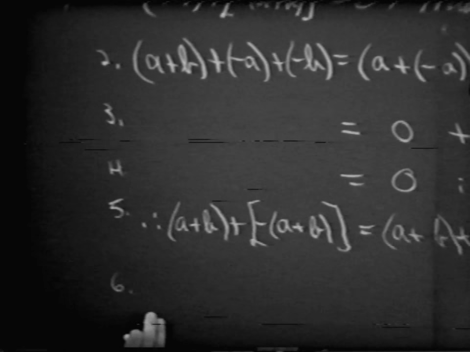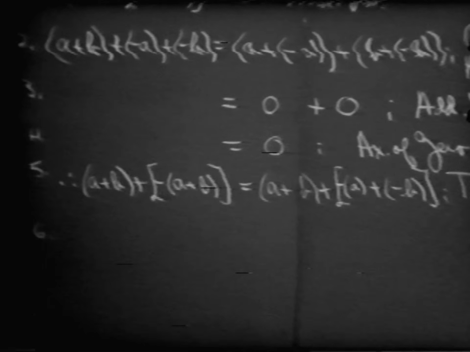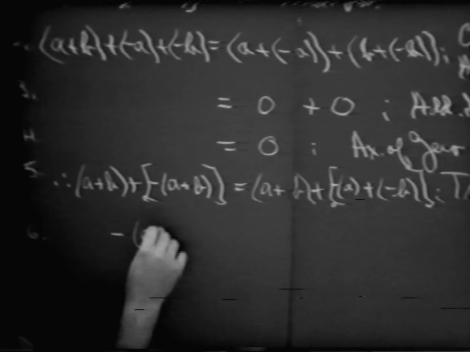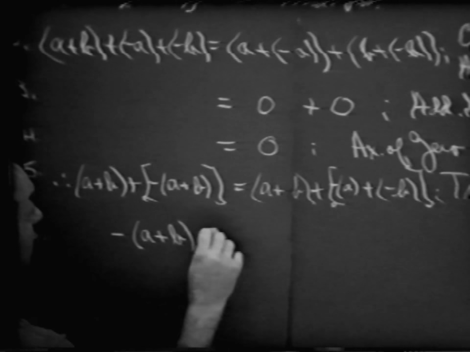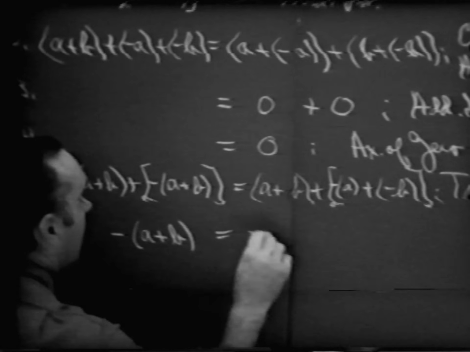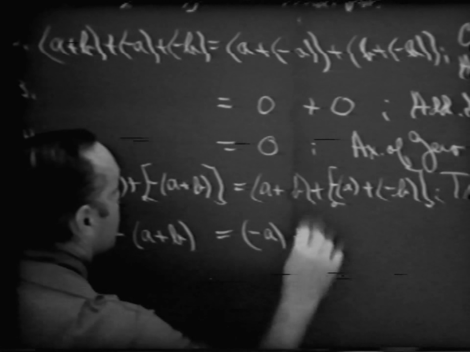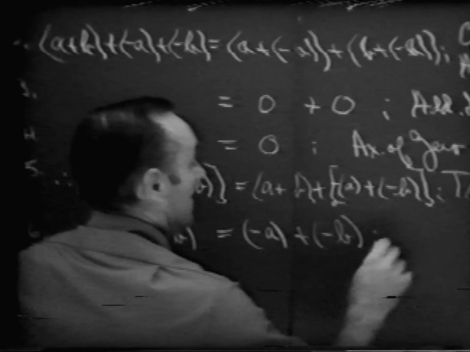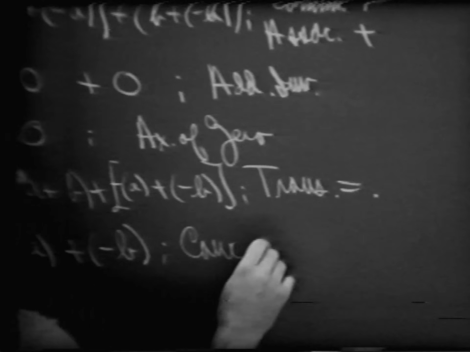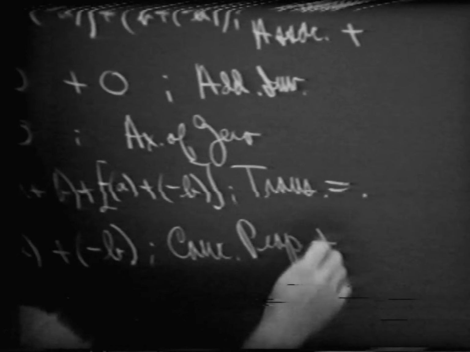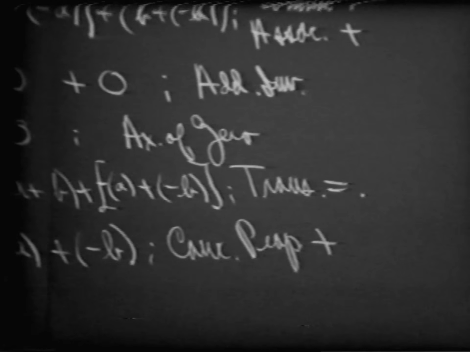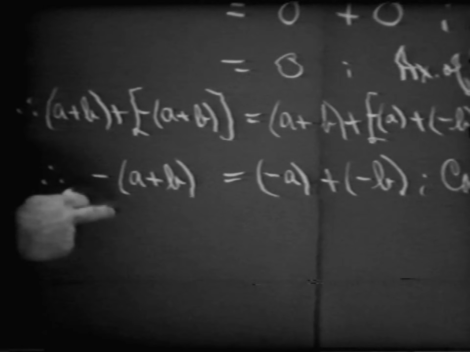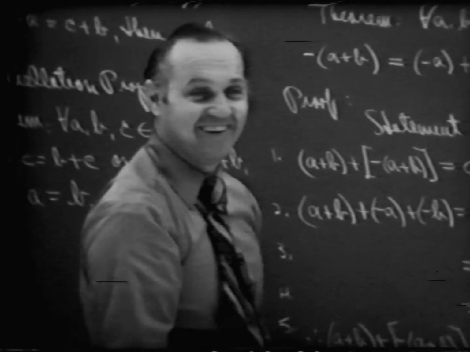All right, now, right here, in one step, what is our conclusion? What can we say? Brenda? Therefore, the opposite of the quantity a plus b is equal to the opposite of a plus the opposite of b. And the reason for that is, Brenda? Cancellation property. This is our cancellation property of addition. Okay? Does everybody agree with that? And indeed, that's exactly what we wanted to show, and that's the conclusion of our theorem. And so you say, well, we're done. We've proved it. All right?